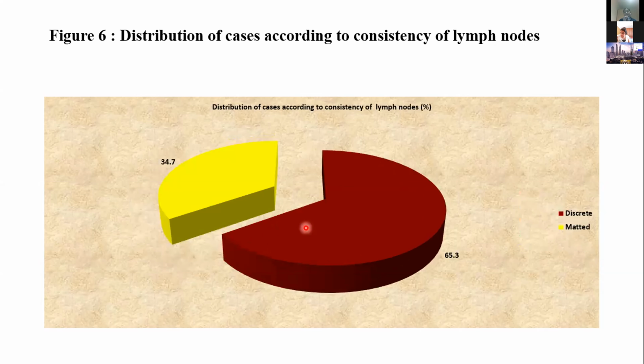Now, a common misconception or understanding from the past is that the tuberculous lymph nodes present in a matted form, but it was not so, which I found in my study. In almost 65% of cases, they presented with discrete lymph nodes and not the matted one.